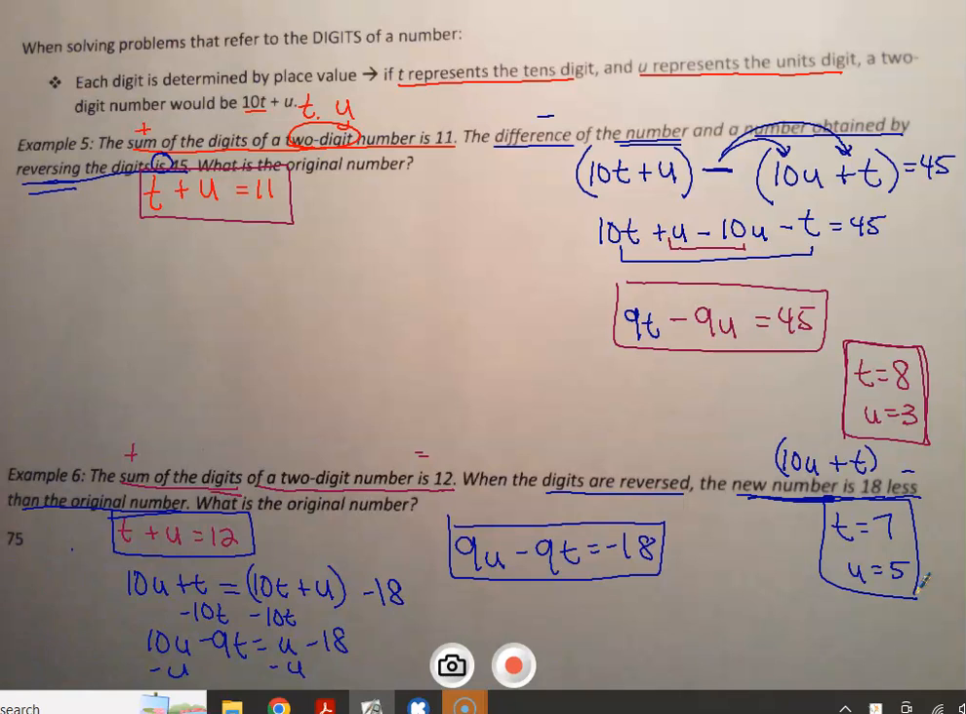Again, I understand that setting up the table and setting up the system is the hardest part there.